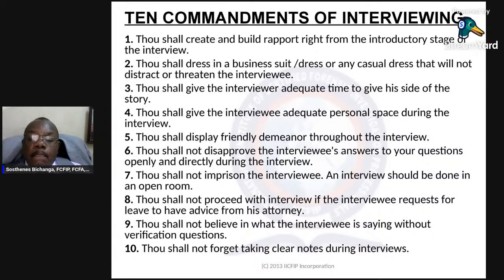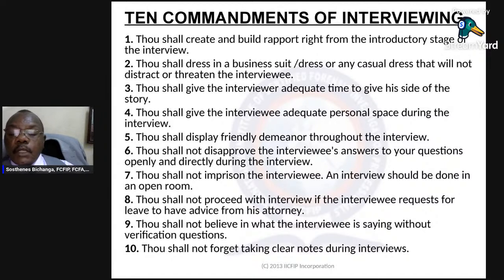Number 8, thou shalt not proceed with the interview if the interviewee requests leave to have advice from his attorney, or to have his attorney accompany him or her to the interview room. You have to stop the interview and give time for the interviewee to get the attorney into the room or get the advice and then come back to the room.